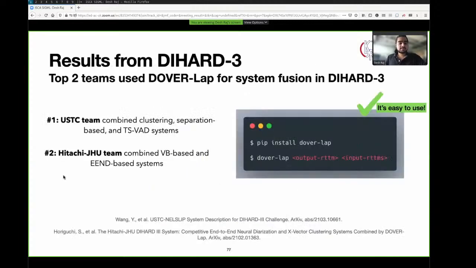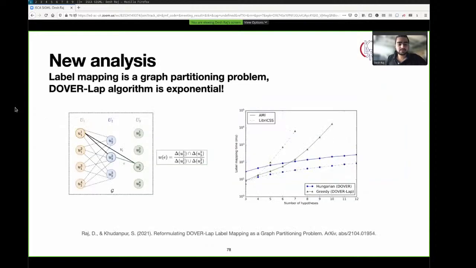Again, that was from the paper, and we used this recently in the DIHARD 3 challenge. I mentioned earlier about DIHARD 1 and 2, which were organized 2 years ago. DIHARD 3 was concluded this January, and our JHU team, along with Hitachi, used DOVER-Lap to combine VB-based and EEND-based systems, and we obtained second rank in the challenge. The first-ranked team from USTC combined clustering-based, separation-based, and TS-VAD-based systems using the same method, DOVER-Lap, and they obtained rank 1. So the idea is that it's effective at combining hypotheses from a wide variety of systems, and it is very easy to use. So if you want to use it, you can definitely easily use it.